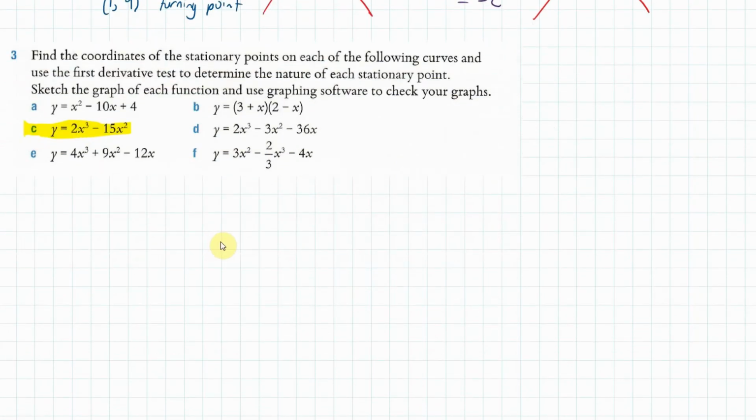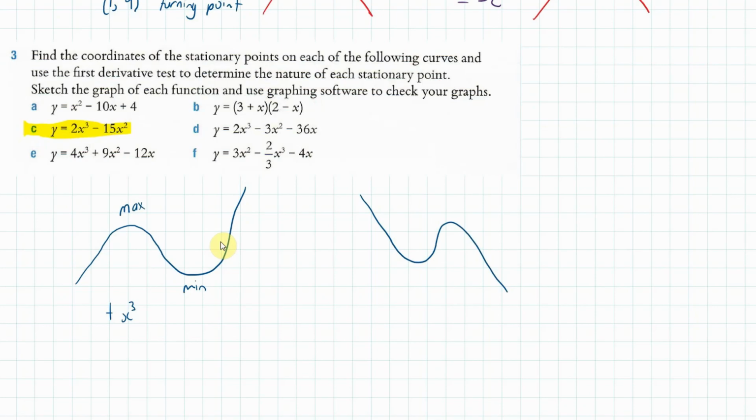Now we can try the same thing with other curves, but I just want to chat to you briefly about x cubed curves. I don't want to do this one for you. You can do it yourselves, but an x cubed graph is generally going to have 2 points. So this is a positive x cubed graph. You're going to have a max point and a min point. And a negative x cubed graph will look like this. So you'll have a min point, then a max point. Okay, that's in general how it looks.